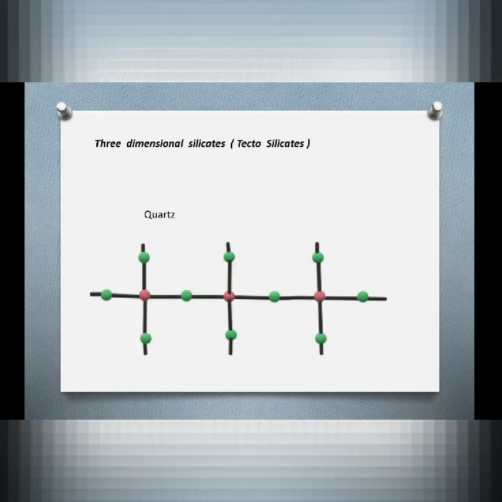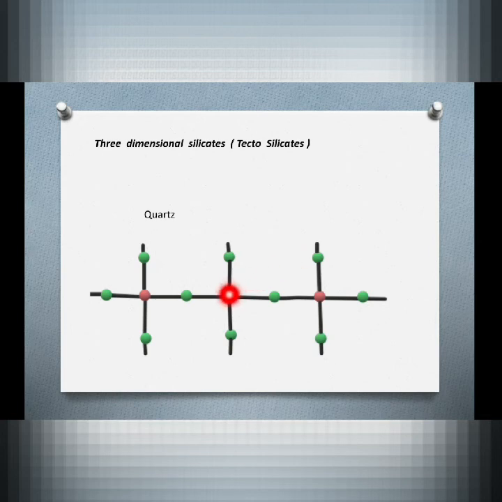Now the last one is 3-dimensional silicate. That is, for the first one no oxygen atom is shared, for the second type of silicate 2 oxygen atoms are shared, for the third type 2.5 oxygen atoms are shared, for the fourth 3 oxygen atoms are shared, but in this ultimate case, 4 oxygen atoms are shared with another 4 tetrahedral units.